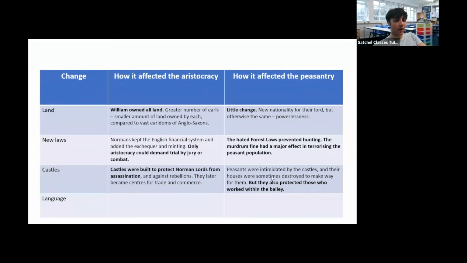So we're now going to fill out our third row of the table, this time for castles. Again, pause if you need to. Have a particular look at the sections that I've put in bold as they are the most vital information, the most key points that you definitely want to make sure you've got down and understood. And then we'll move on to language.